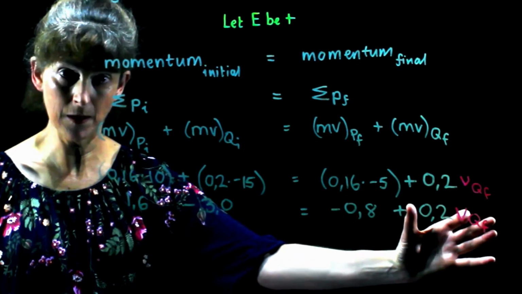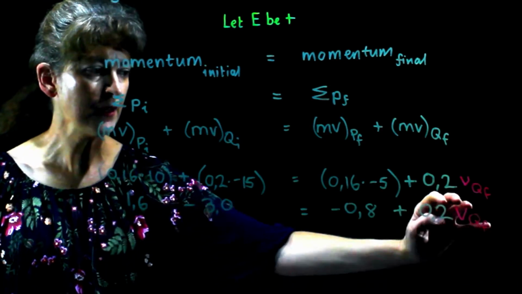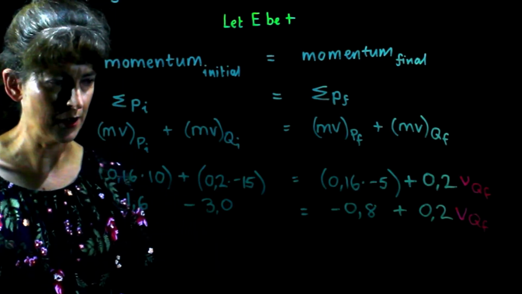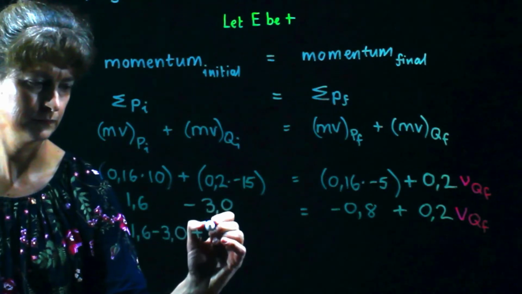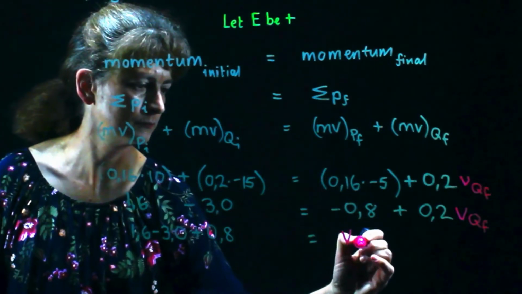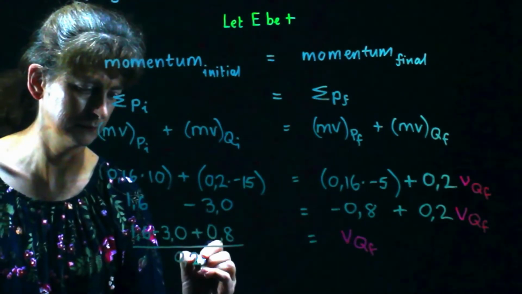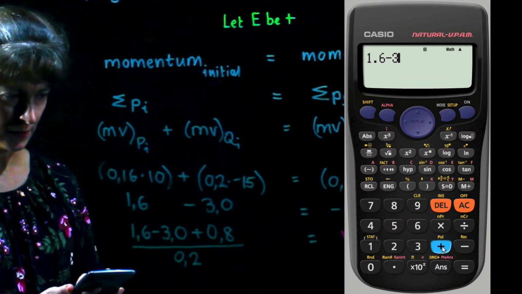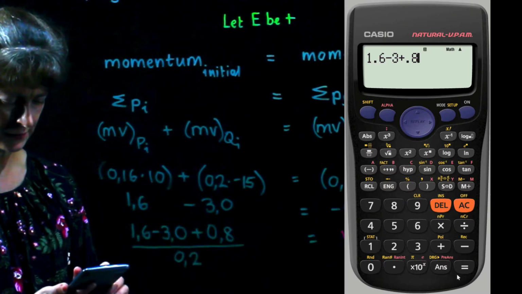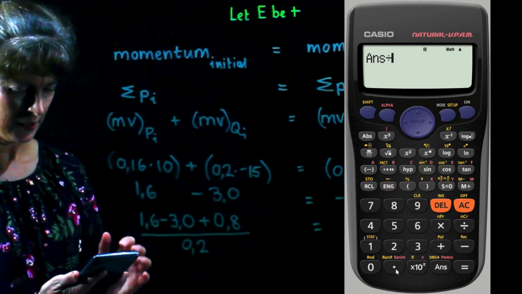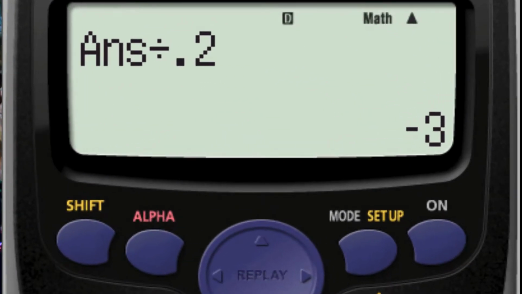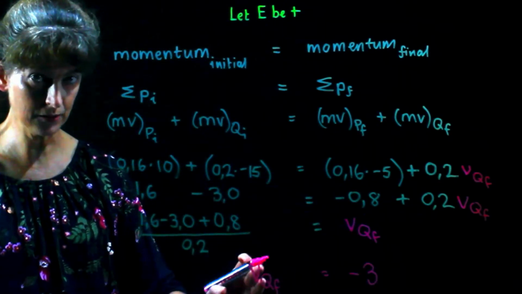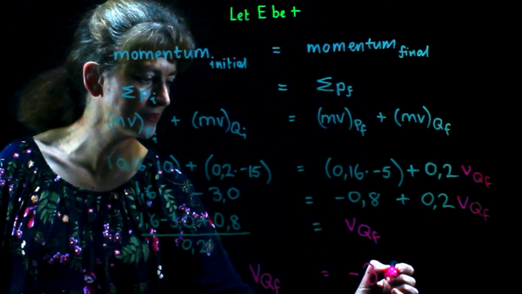VQ final multiplied by 0,2 on its own. Then we divide both sides by 0,2. So that's what I'm going to do now. 1,6 minus 3 plus 0,8 divided by 0,2. And that gives us the velocity. Don't forget the unit, meters per second.